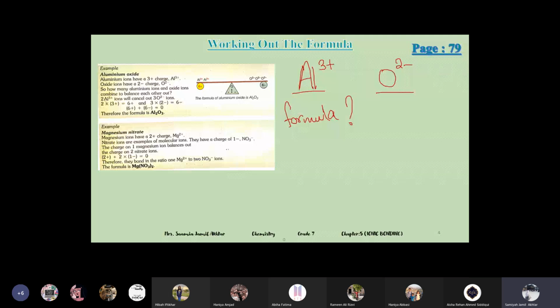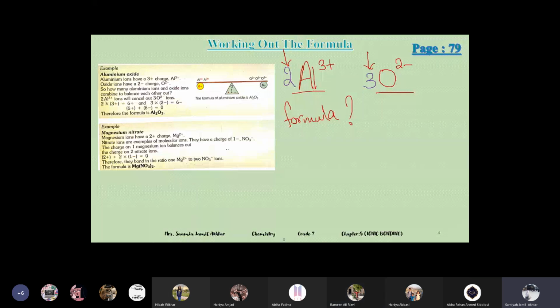So can you balance the number of positive and negative charges? What number should we write here and here to balance? Teacher, with Al you should write 2 and with O you should write 3. Yes, with aluminium we'll write 2 and with oxide ion we will write 3, to balance them, so that they can balance out.